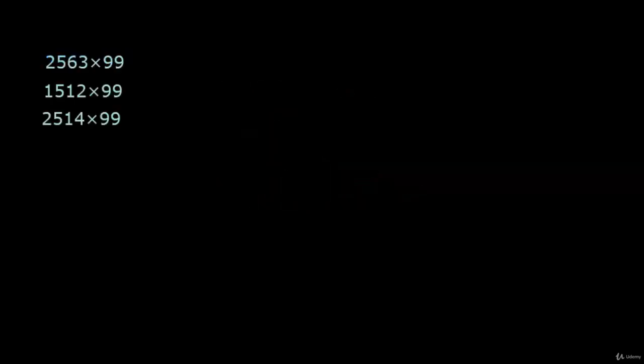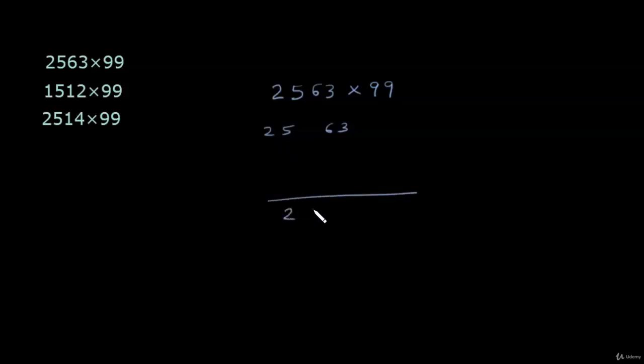Now here we have to multiply. There are two digits in the series of 9, so we will divide this number into two parts, 25 and 63. First of all, for the first part of the answer, we will copy this number as it is, like 25. And then we will increase this number by 1, so this will give us 26. And we will subtract this 26 from 63. So if we subtract 26 from 63, we are going to get 37.